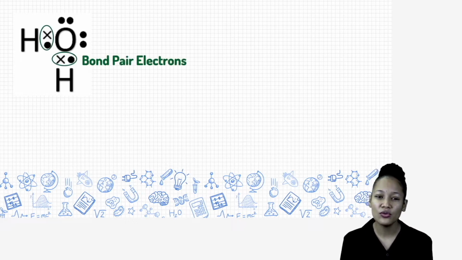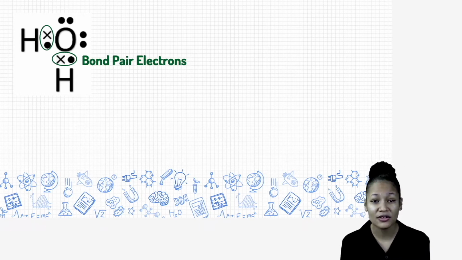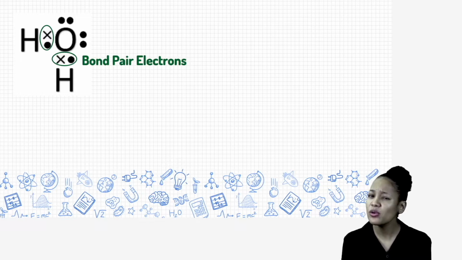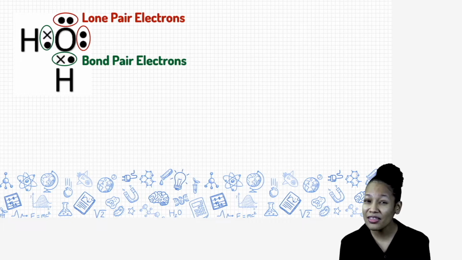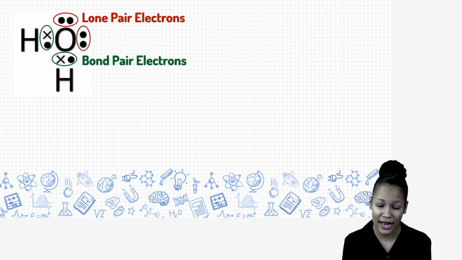So we're going to make use of water just to ensure that you understand what I'm talking about. When we look at water, which is H2O, in between the oxygen and each hydrogen atom, we have a pair of electrons. This pair of electrons is called a bond pair of electrons. But you will also notice that on the oxygen atom, there are 2 other pairs of electrons. These electrons are called lone pair electrons, and the different pairs of electrons repel each other in different ways.